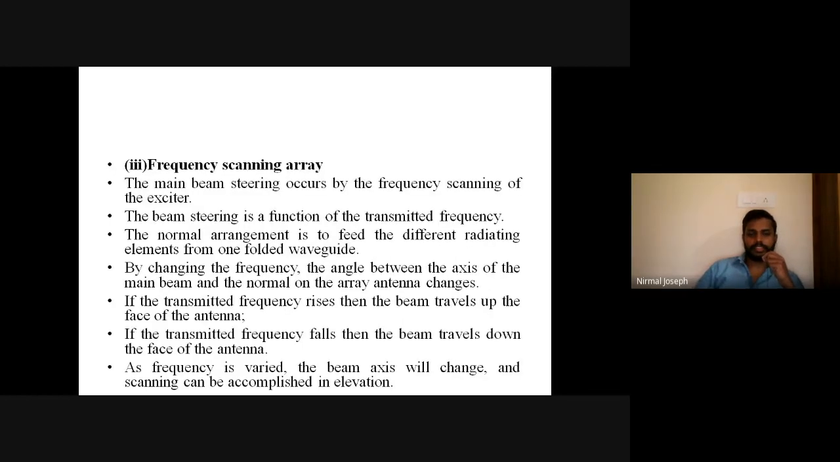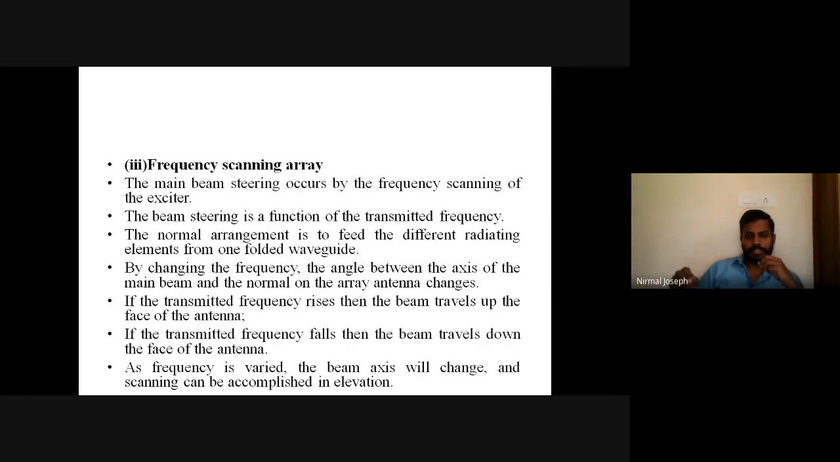Next one is the frequency scanning array. Here, the main beam steering occurs by the frequency scanning of the exciter. The beam steering is a function of the transmitted frequency. Exciter means the element which we use to excite the antenna elements, or basically the elements from which the current is coming to the antenna elements.